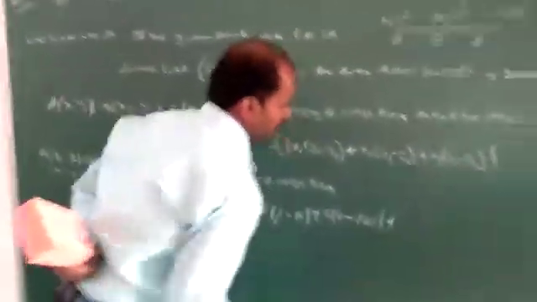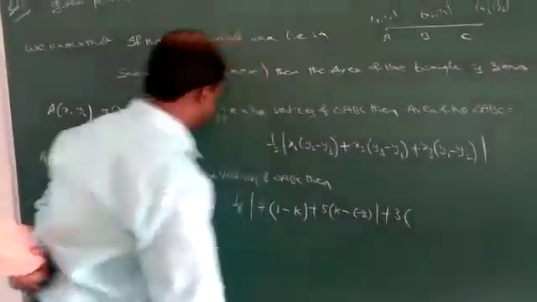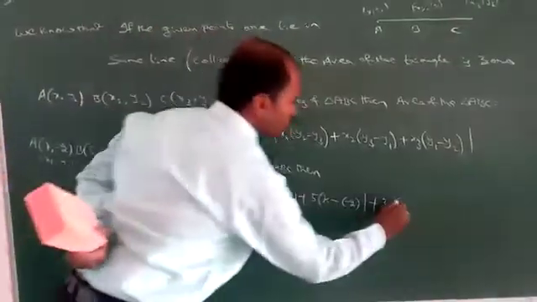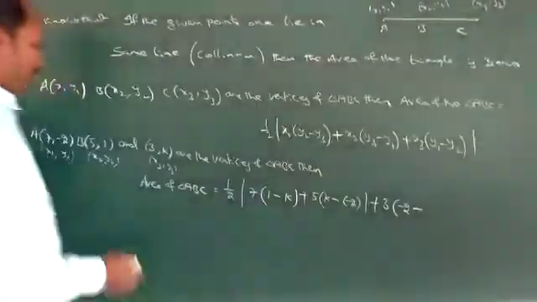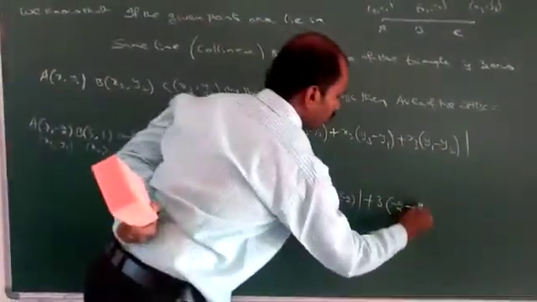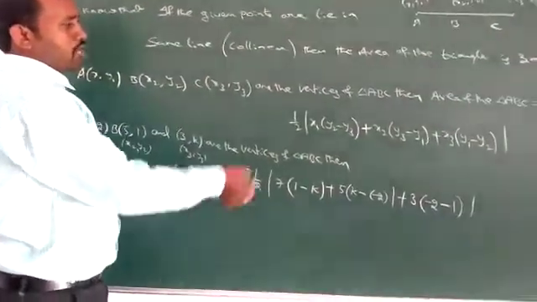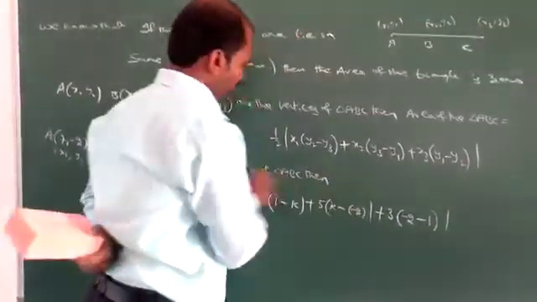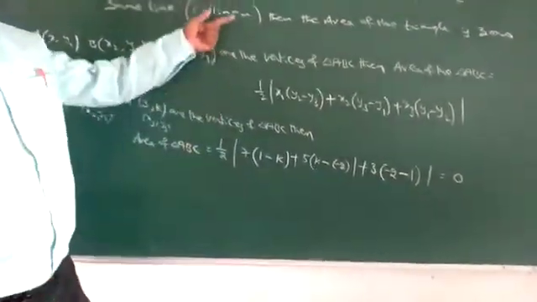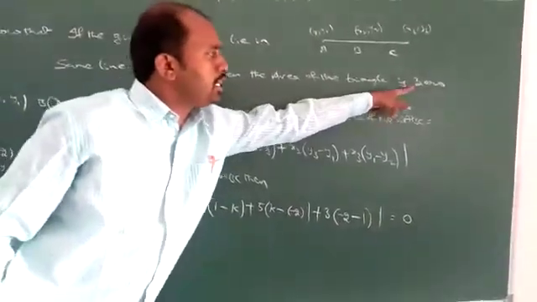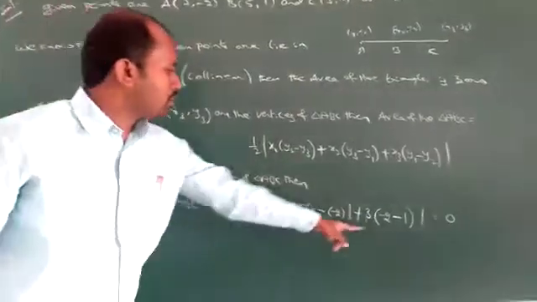Next, the third term, x3. x3 means 3, into (y1 minus y2). y1 means minus 2. Already the formula has a minus, so we write minus y2. y2 means 1. Third term close and modulus also close. The area of triangle ABC is this. You know these are points on the same line, so you can equal it to 0. When collinear, the area of the triangle is 0. So these points are given collinear, so you can equal to 0.